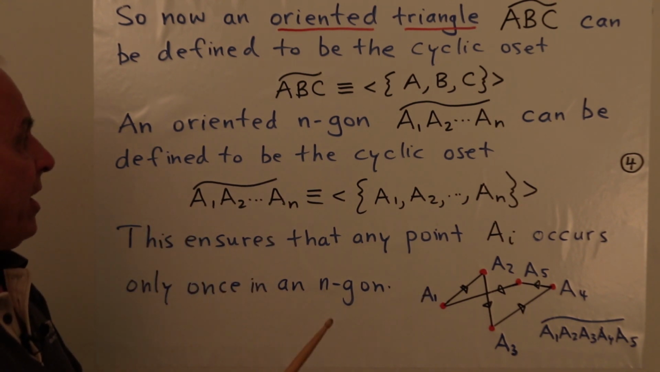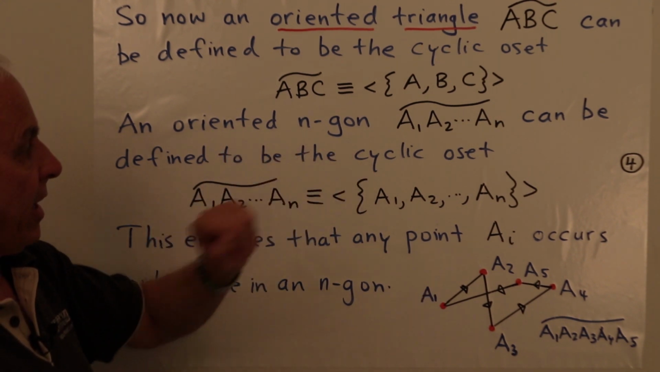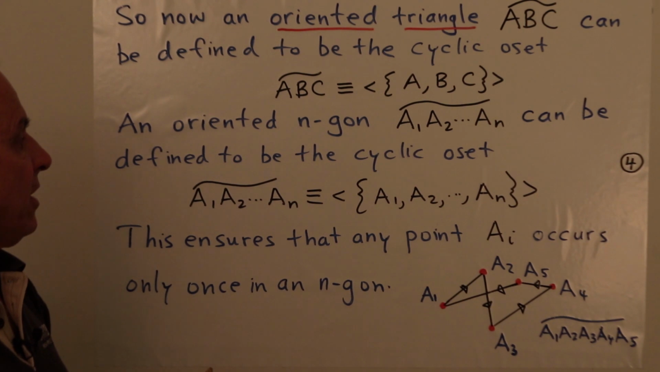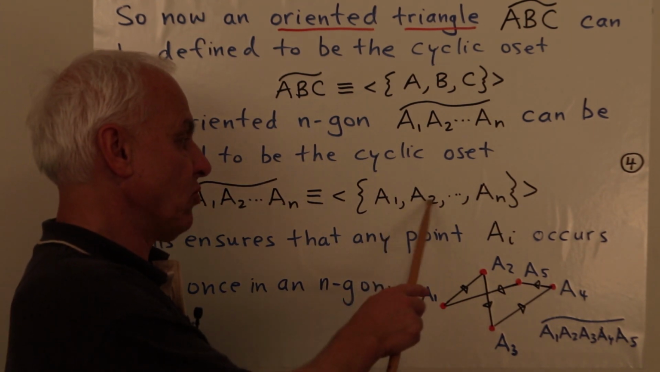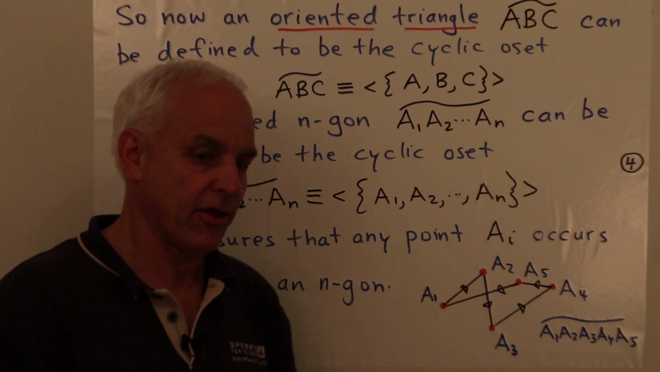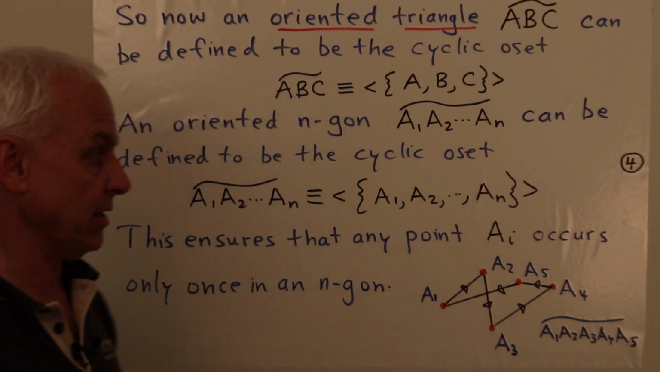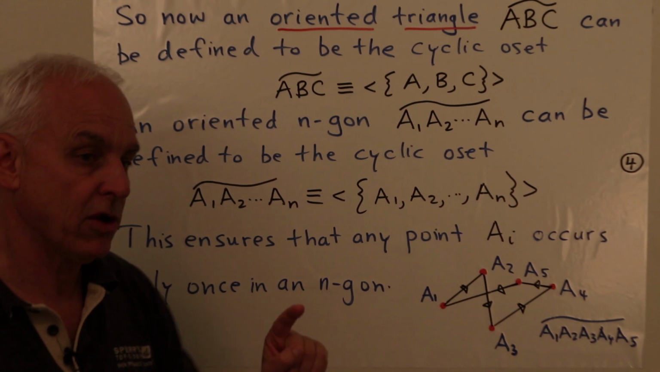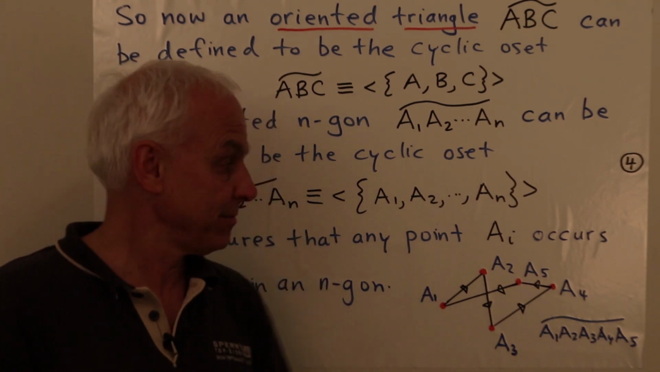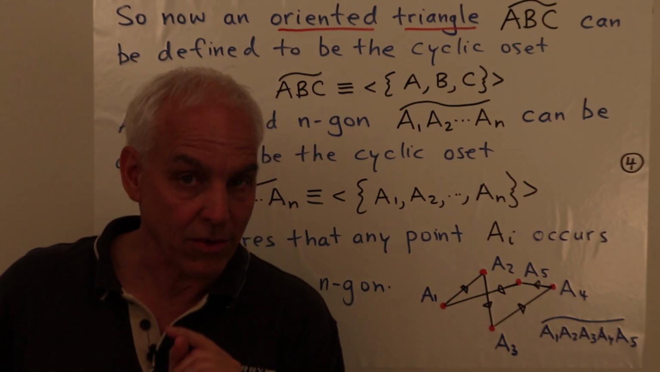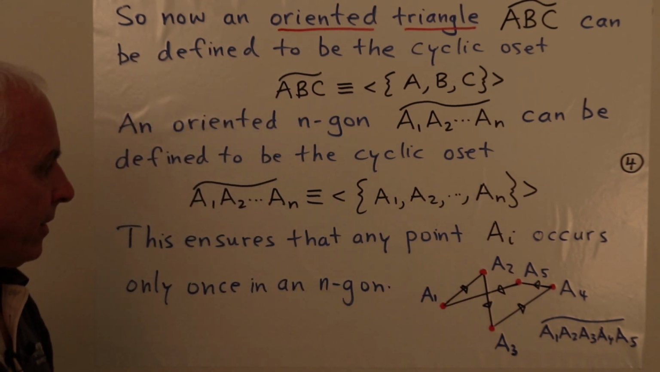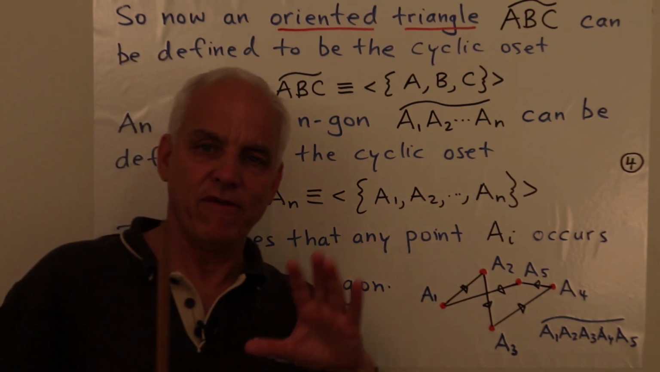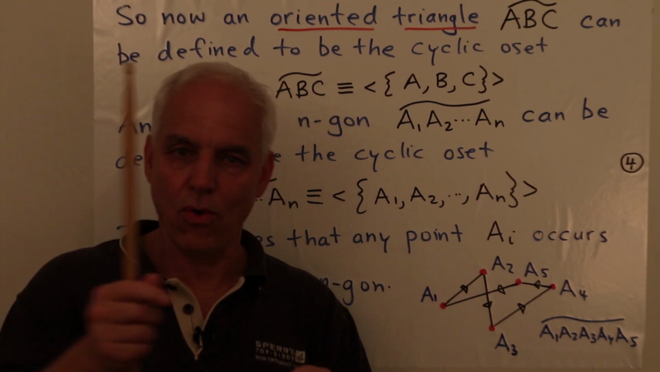And more generally, an oriented n-gon, A1, A2, up to AN with a tilde on it, can now be rethought or redefined to be the cyclic oset A1, A2, up to AN. So it's the oset with the extra brackets. That means it's a cyclic oset, or C oset. And again, this condition requires that each of the AIs appears only once, because it's an oset, repetitions are not allowed. So that ensures that every point AI occurs only once. But there's no requirement of convexity or anything like that. These points can go anywhere they like to be.